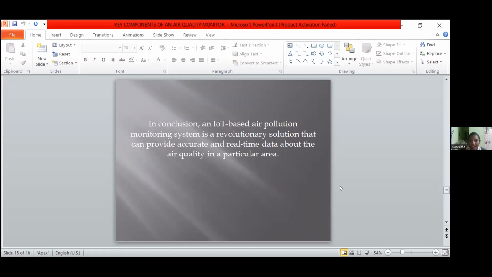In conclusion, an IoT-based air pollution monitoring system is a revolutionary solution that can provide accurate, real-time information about the air quality in a particular area. Actually, IoT leads the world now, and an IoT-based air pollution monitoring system is the best method for our indoor or outdoor air quality monitoring. And these are the references.